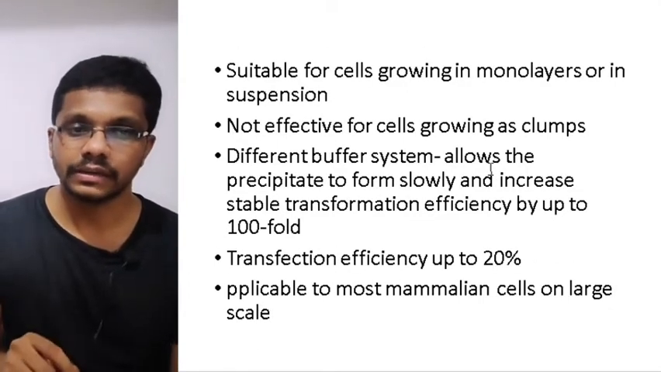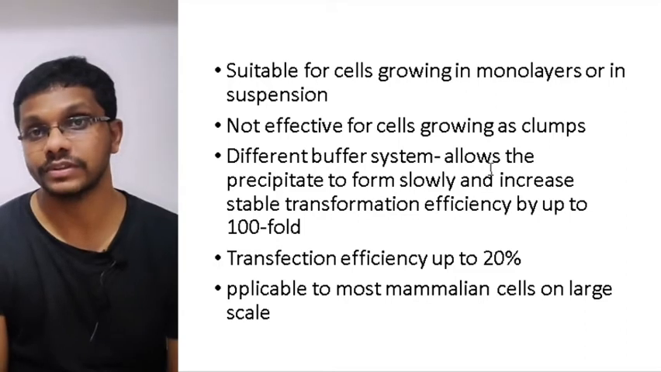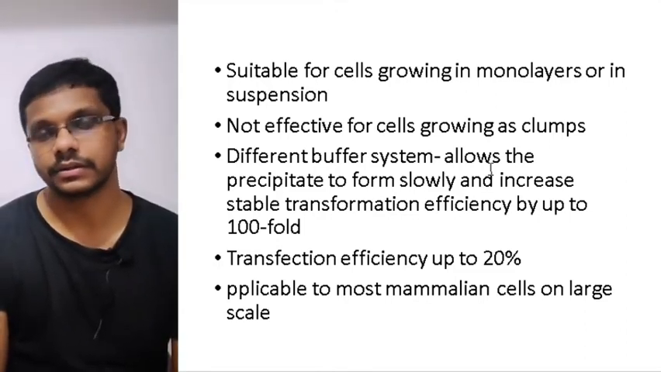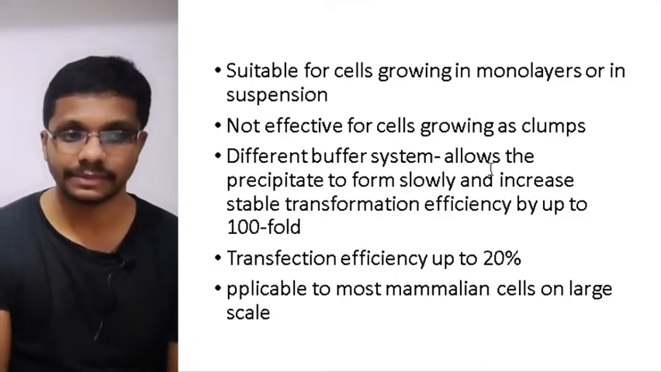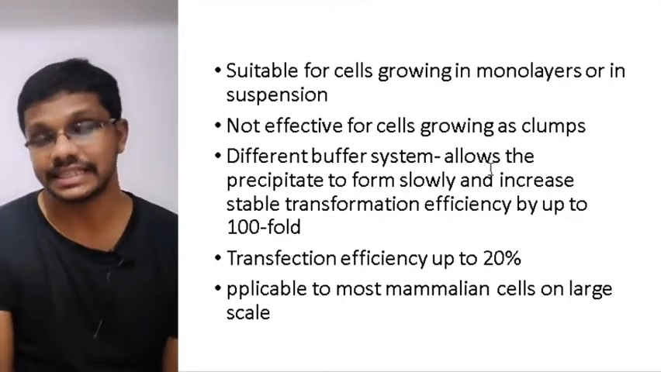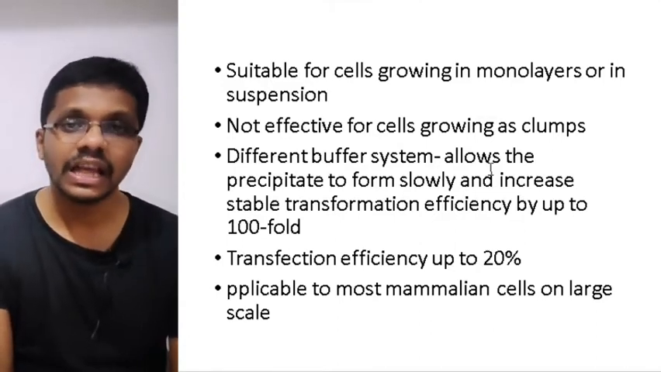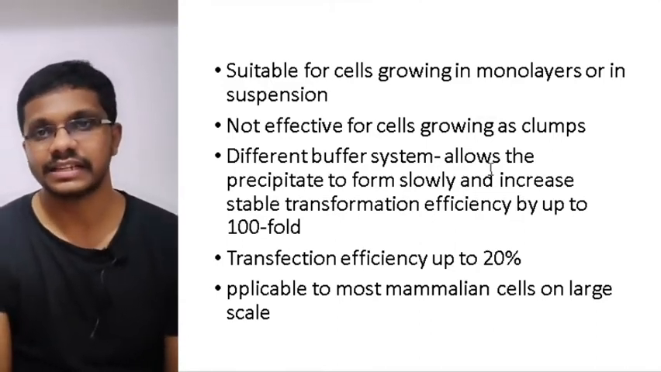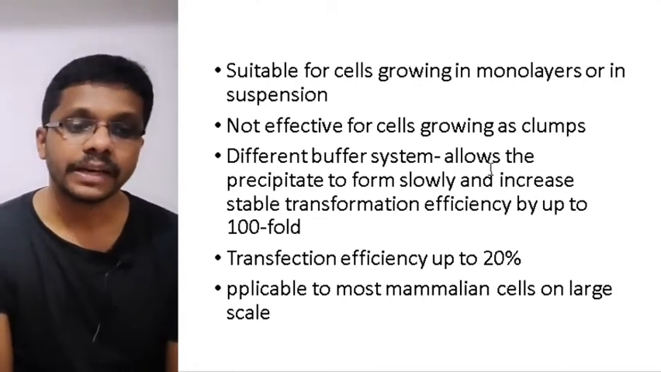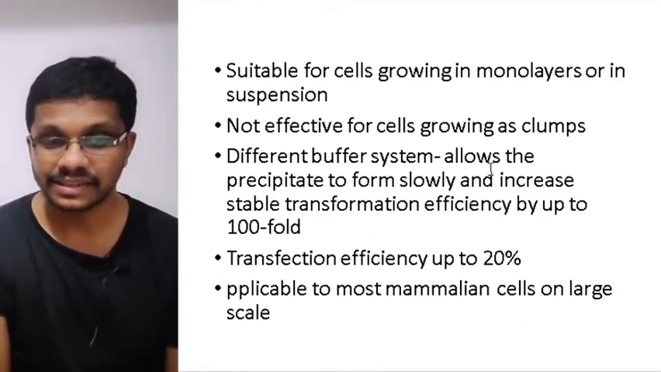This method is applicable for cells growing in monolayers, but if the cells are growing in clumps, this method is not that applicable. We can use different buffering systems to increase the efficiency of transformation, and we can reach a transformation efficiency of 20%, which is really high. It is applicable to most mammalian cells on a large scale.